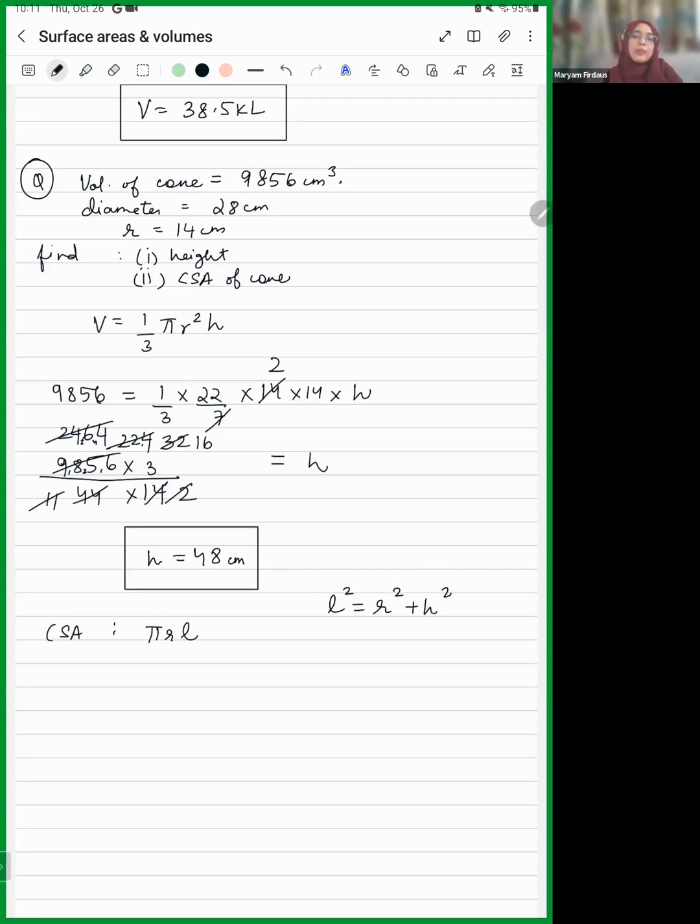So it is quite possible that in a test or in a question, they will not even ask you to find the height. They will just say the volume is this, the radius or the diameter is this, find the curved surface area. So then you will think, okay, for finding the curved surface area, I need to first find the slant height. And to find the slant height, I need to find the H. So in that case also, you will first need to find H and then you have to find L. So yes, find out what is 48 square.